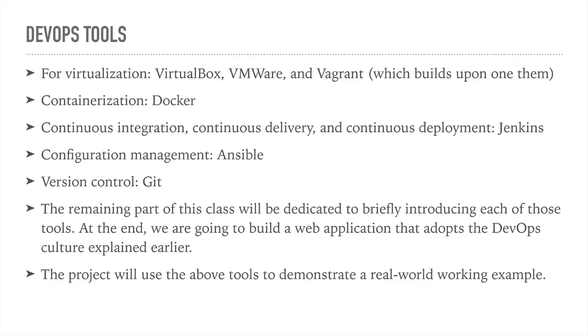So what are the tools that we are going to study in this class to demonstrate a DevOps example for you? For virtualization, we have VirtualBox, VMware, and Vagrant. Vagrant actually builds upon VirtualBox or VMware. It is not a virtualization platform in itself; however, it is a tool that greatly eases the way of virtualizing machines. As we're going to see, it will help you write your infrastructure entirely as a code file.